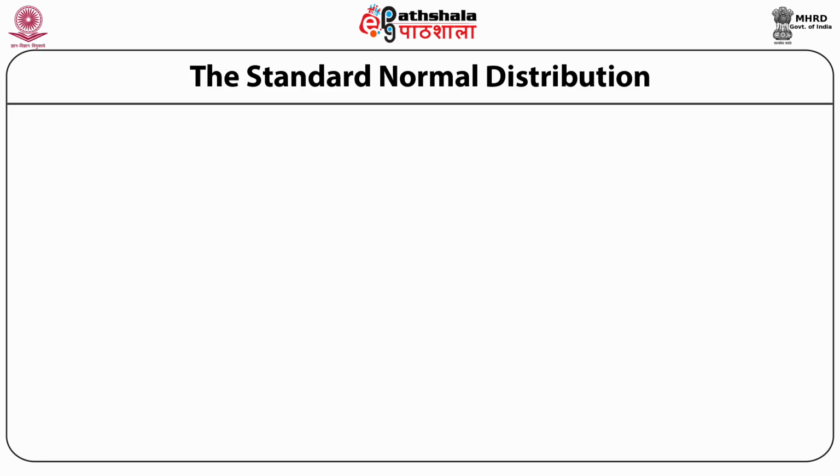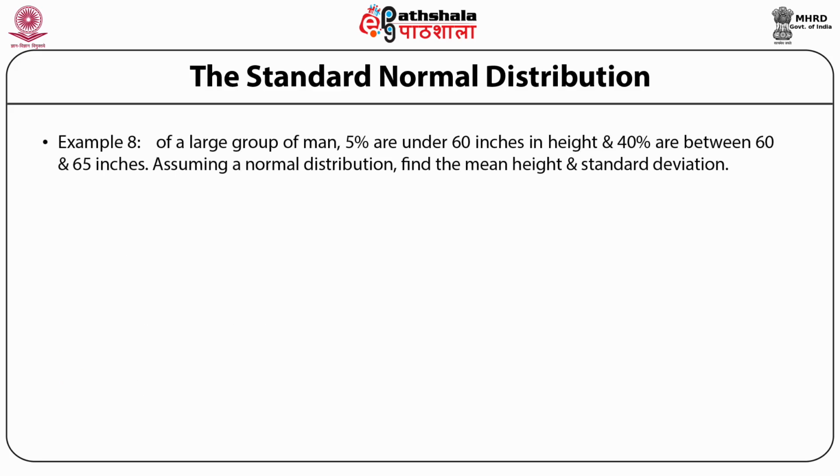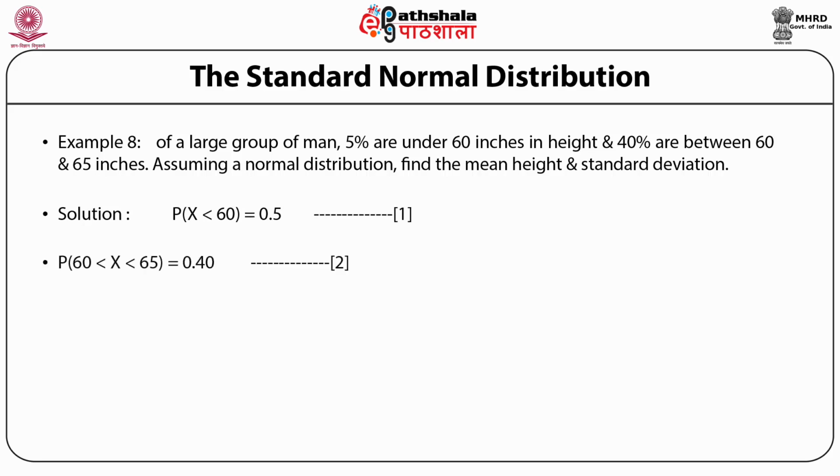Of a large group of men, 5% are under 60 inches in height and 40% are between 60 and 65 inches. Assuming a normal distribution, find the mean height and standard deviation. Again, the question is to find mu and sigma. According to the given conditions, the probability that x takes a value less than 60 is 0.05, and the probability that x lies between 60 and 65 is 0.40, that is 40%.